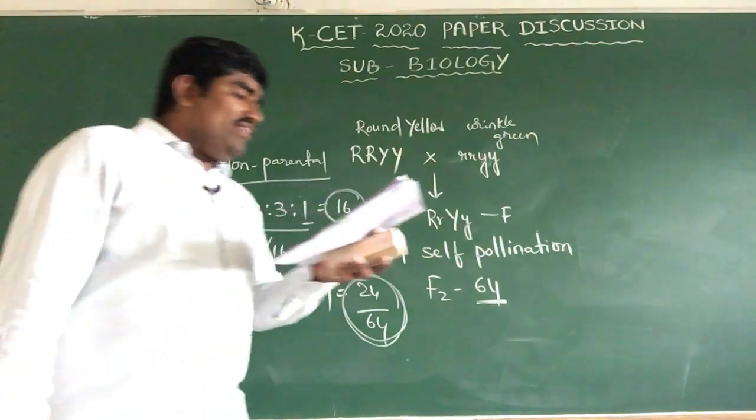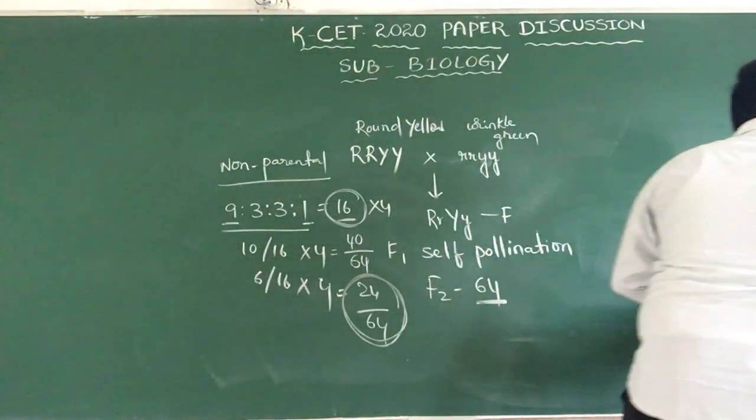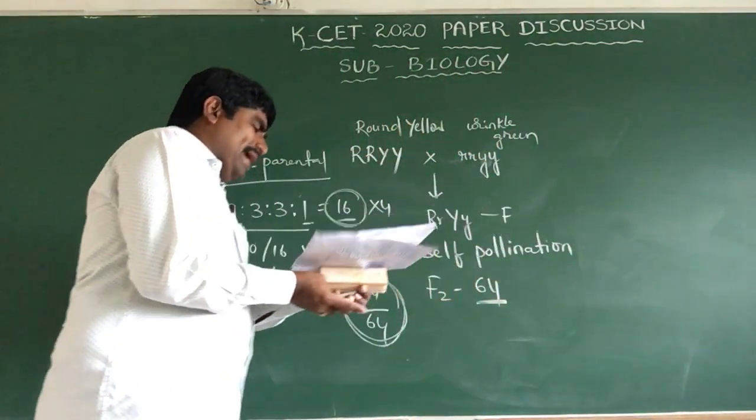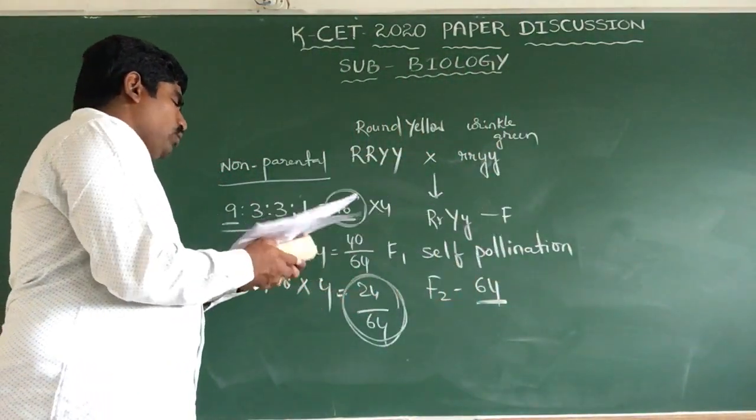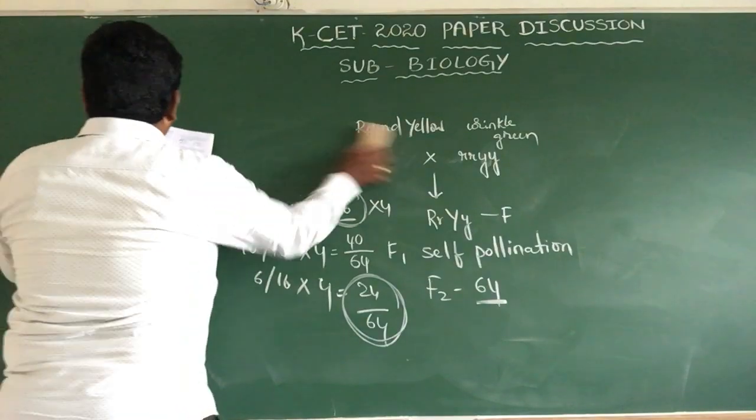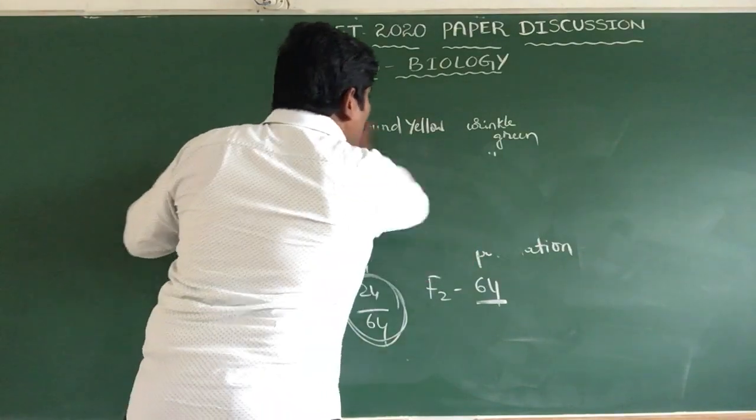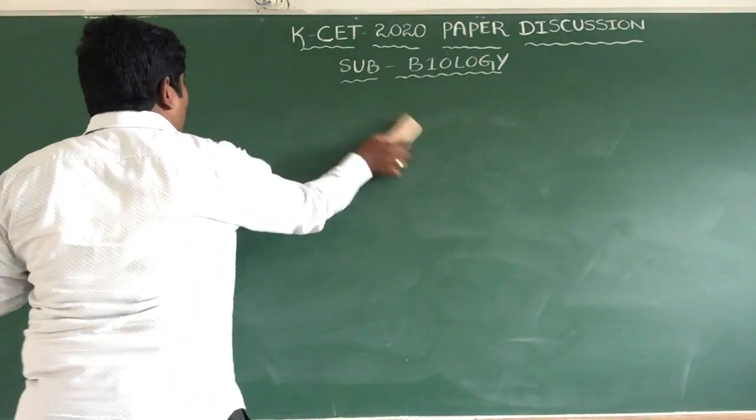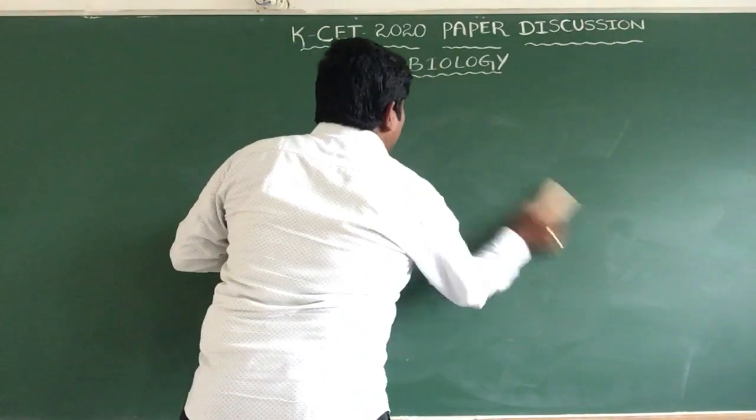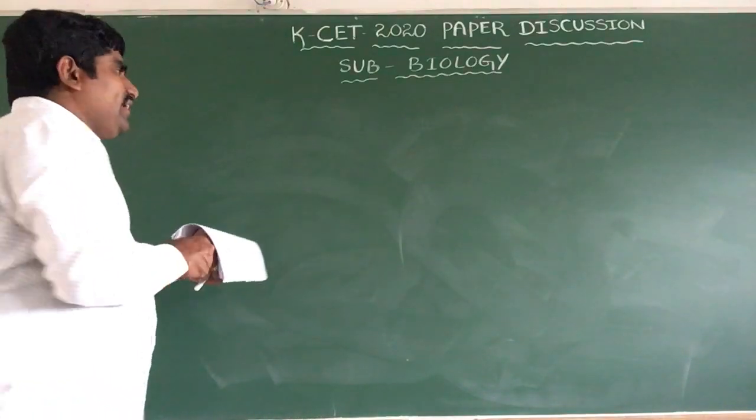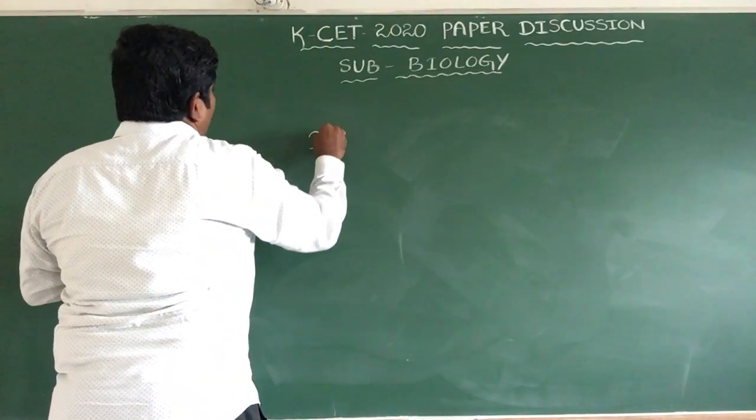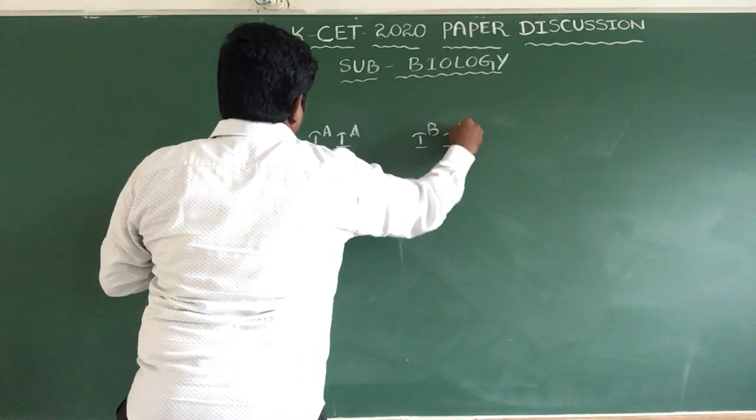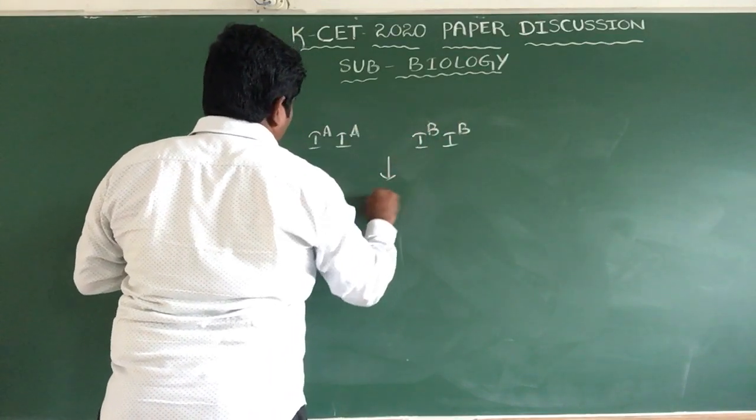Next, a man with blood group A marries a woman with blood group B. Here, homozygous or heterozygous, they have not given. So let us consider, for example, if it is homozygous A and homozygous B, then the only possible blood group in the children is AB.